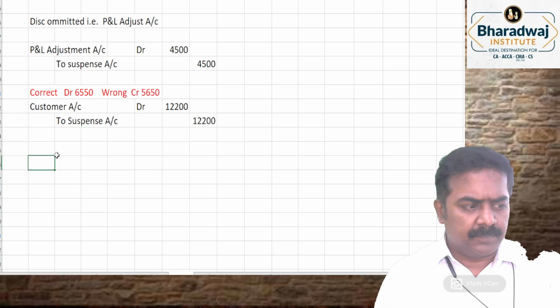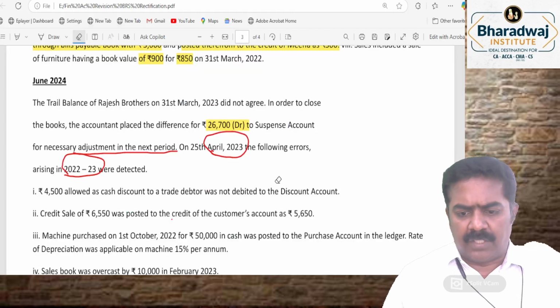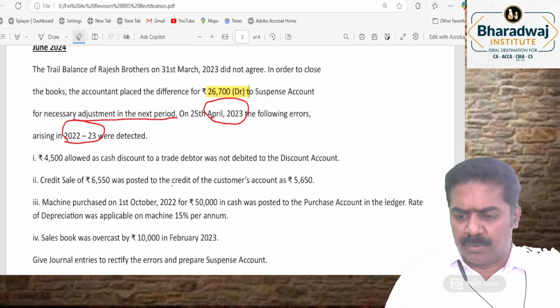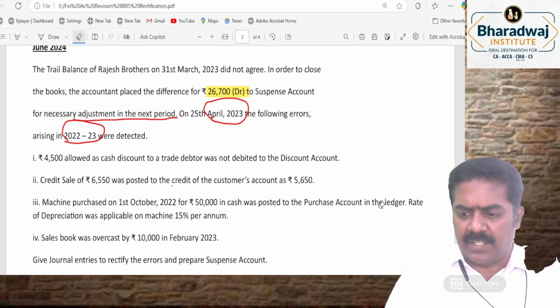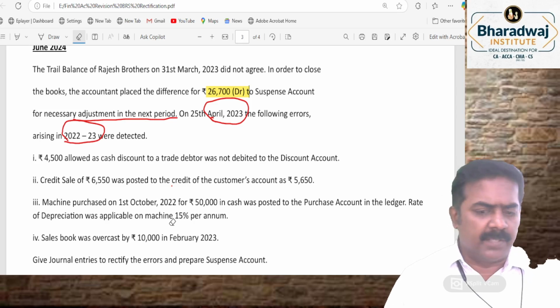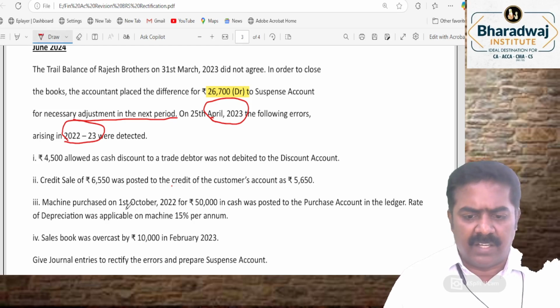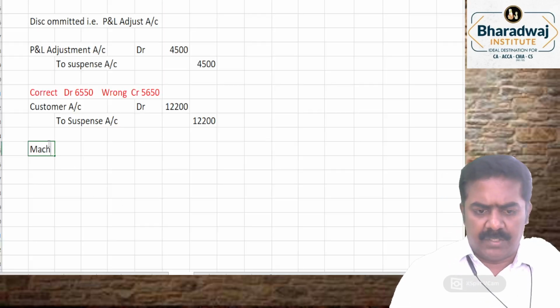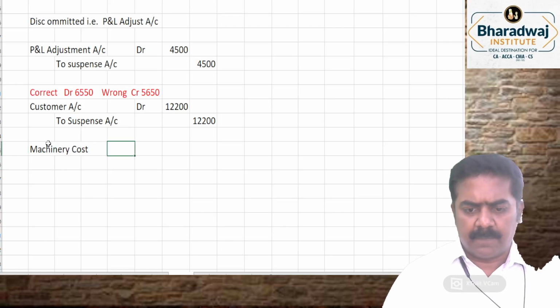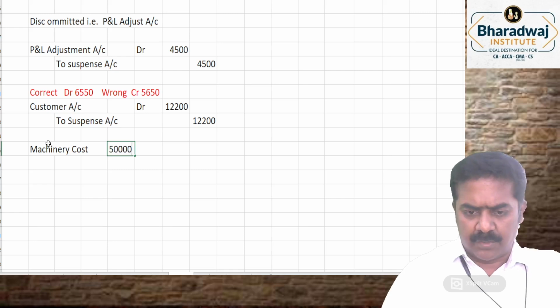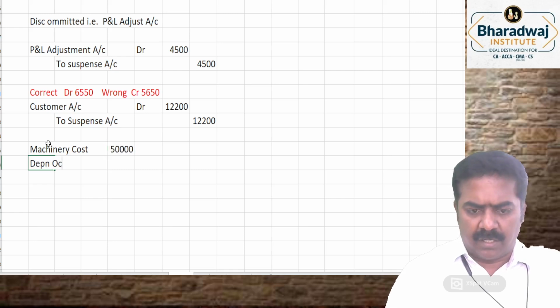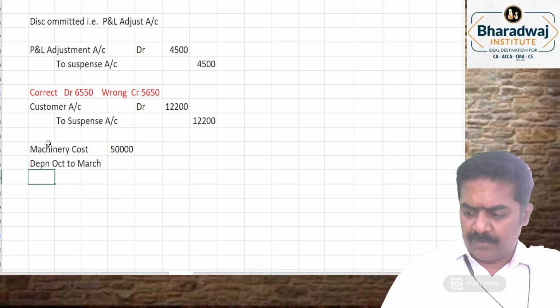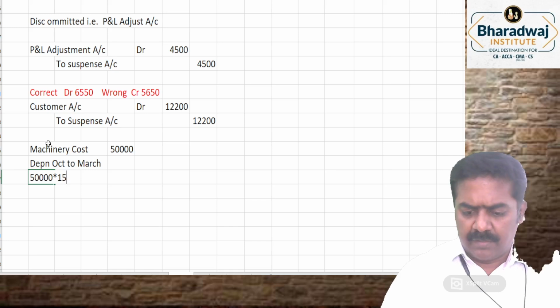Next, what is the next one? Machinery purchased on 1st October for 50,000 in cash was posted in purchases in the ledger. Rate of depreciation is how much? 15% per annum. When was it purchased? 1st October. Machinery cost how much? 50,000. Depreciation from October to March: 50,000 at 15% for 6 months.